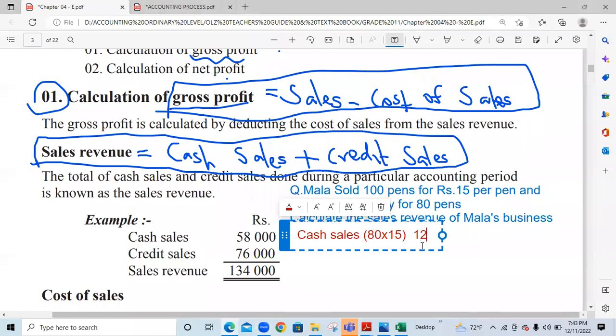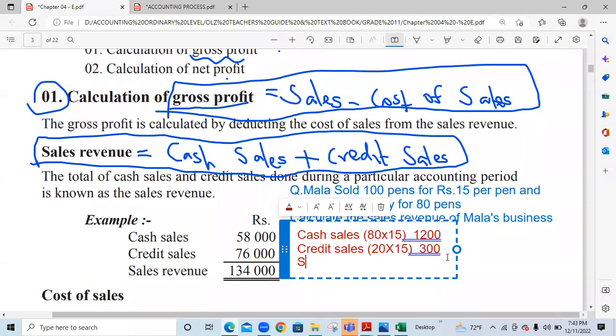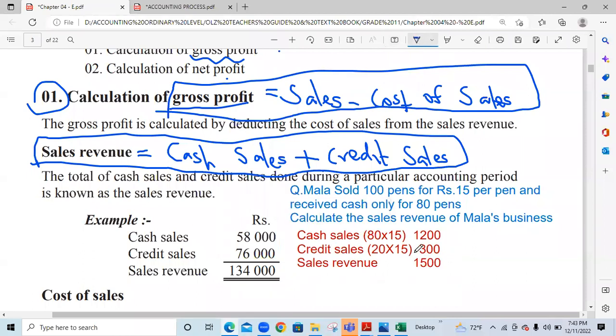1,200. Okay. Why, guys, out of 100, if 80 pens were sold on cash, that means the remaining 20 pens were sold on credit. So 20 into 15, how much is that? 300. You all understand, right? Without doing like this, you can directly take 100 and multiply by 15. You get the same answer. But I'm just trying to explain you the equation. So guys, your sales revenue will be 1,500.